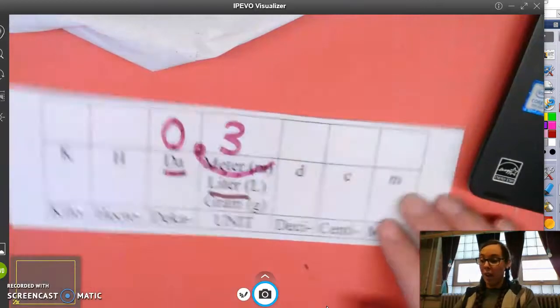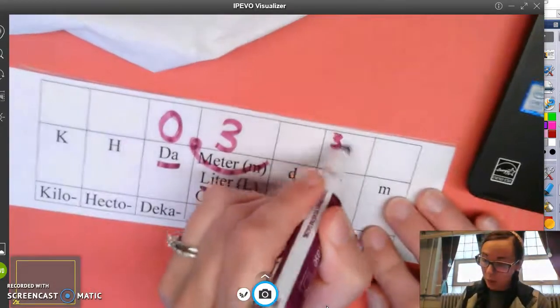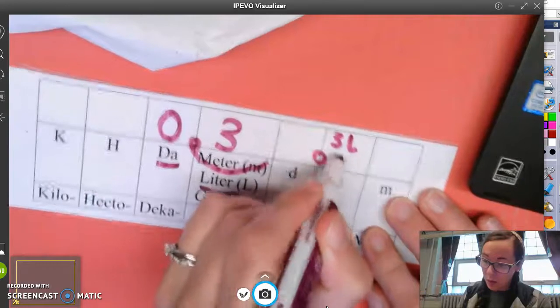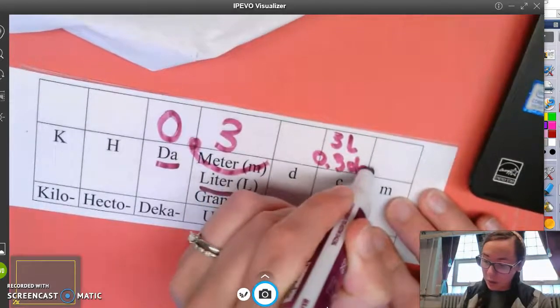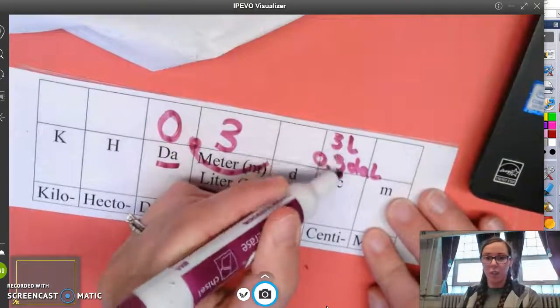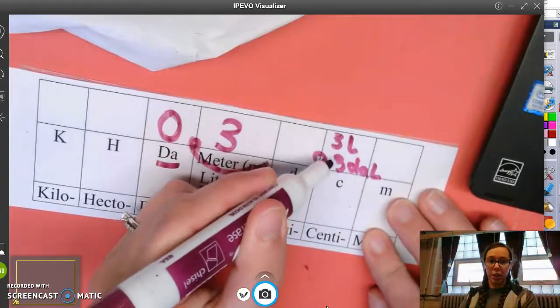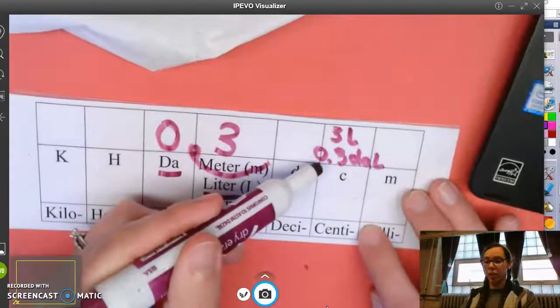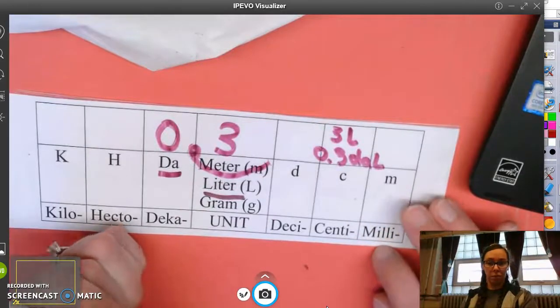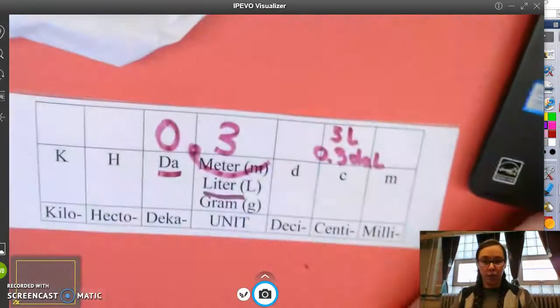liters. And again, notice that these numbers kind of stay the same. I have a 3 in the liter and a 3 in the deciliter. All I did was add some zeros on there. Okay? Let's put this example in our notes.